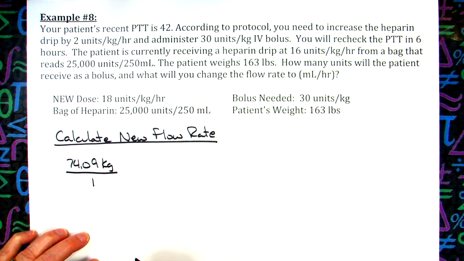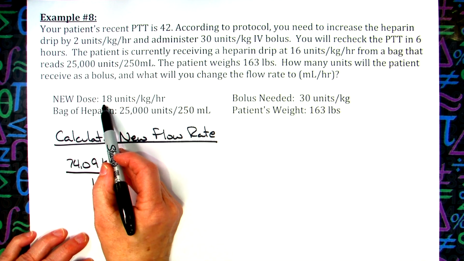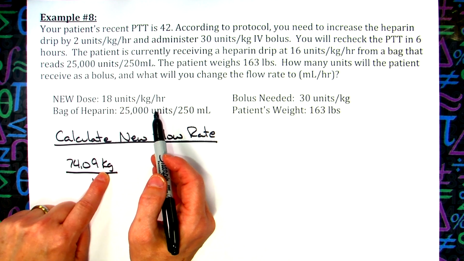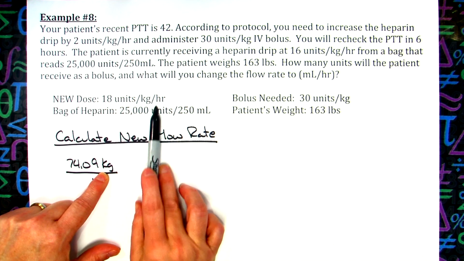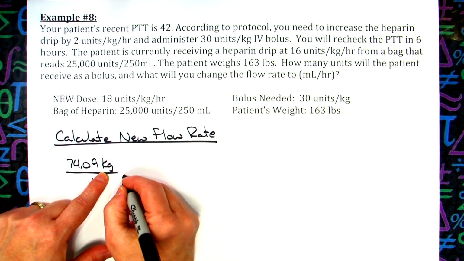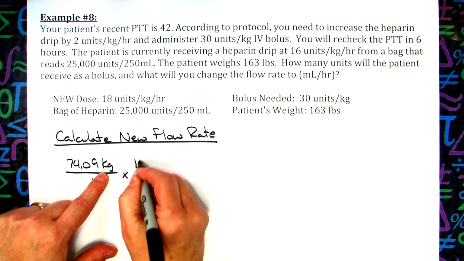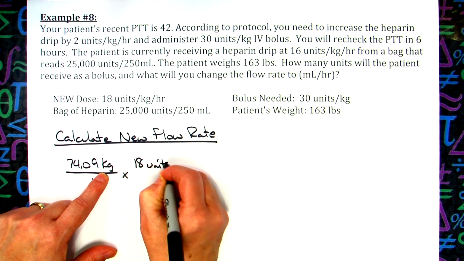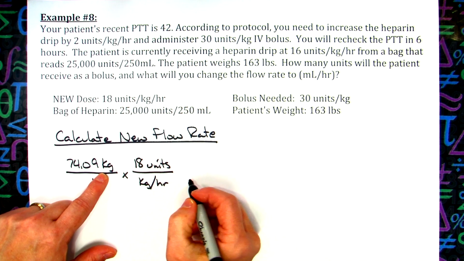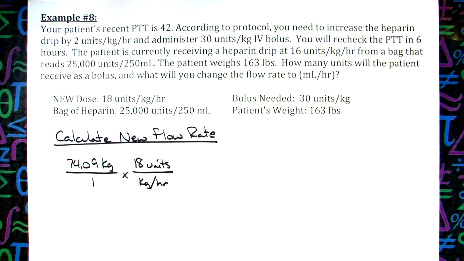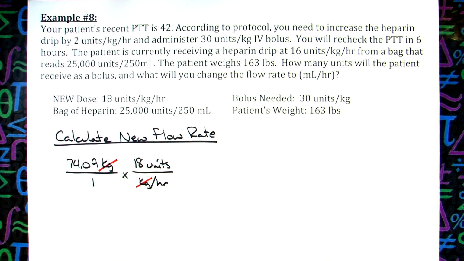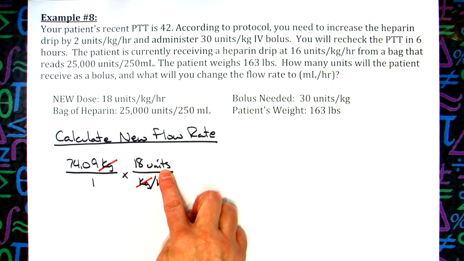Now I need to multiply by the new dosage, which is the 18 units per kilogram per hour. The kilograms are on top, so I'm going to put the kilograms per hour on the bottom because I want hours on the bottom in my final answer. So I'm going to multiply this by 18 units per kilogram per hour. And then we can go ahead and cross out the kilograms and kilograms.